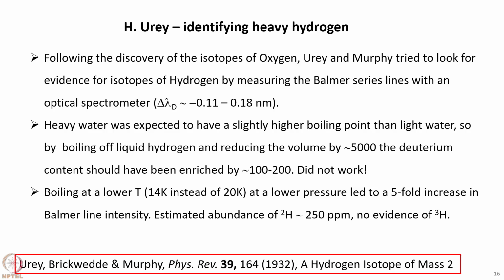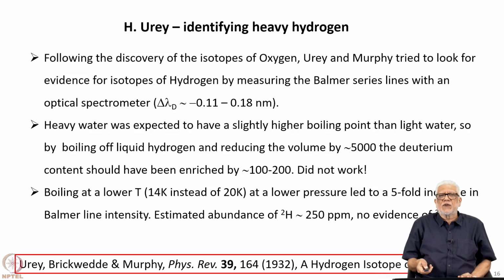Urey, of course, identified heavy hydrogen. This was following the discovery of isotopes in oxygen. They took a look at hydrogen and measured the Balmer lines, and also they isolated the heavy water, because heavy water has a slightly higher boiling point than light water, and so by reducing the volume by about a factor of 5,000, the deuterium content was enriched.